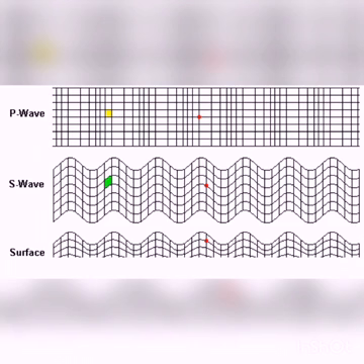The next one, surface waves. Surface waves are also known as long waves. L wave means long waves. They are the slowest earthquake waves but are responsible for the highest destruction on the surface of the earth.